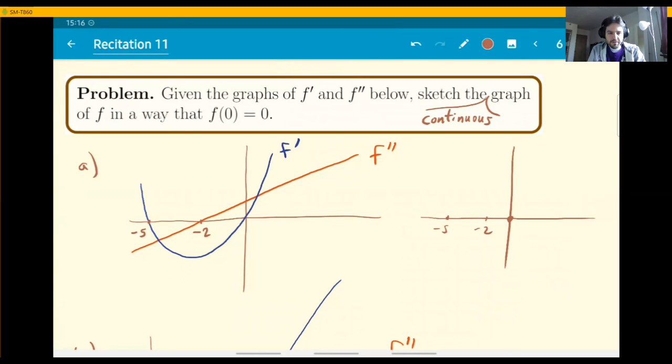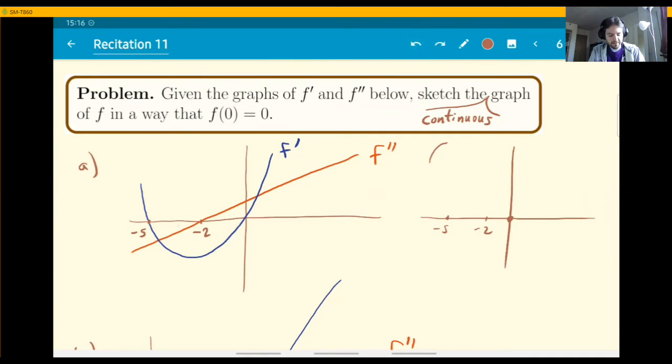Before the number -5, f prime is positive. So I'm looking at here. That means the function is increasing. F is increasing, but f double prime is negative, so it is concave down. A function that is increasing and concave down looks like this. So I'm going to be sketching the pieces up here so we can see what the graph looks like.